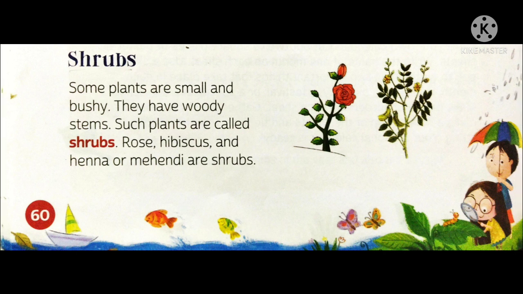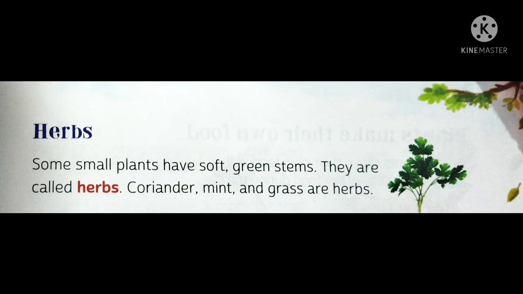Now the next one is herbs. Some plants have soft green stems. They are called herbs. Coriander, mint and grass are herbs. So children, here it is clear that herbs are totally different from shrubs. Shrubs have woody stems, while herbs have a soft green stem. Their stem is really very soft.